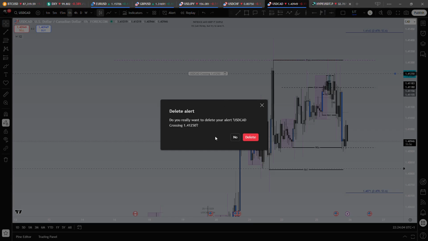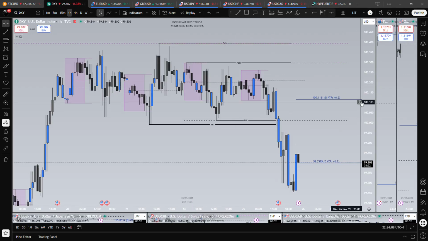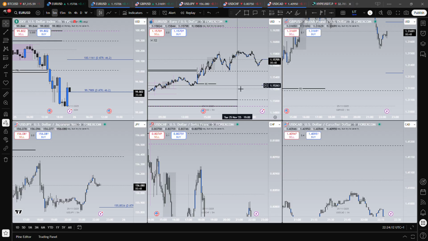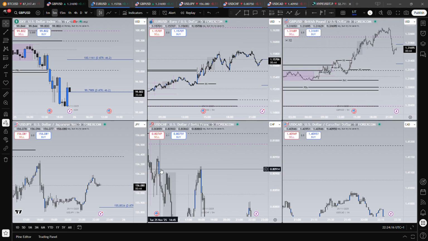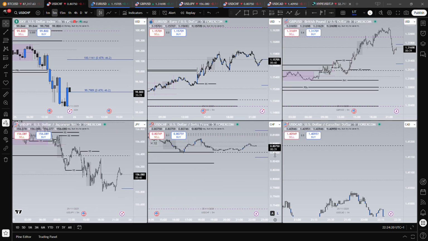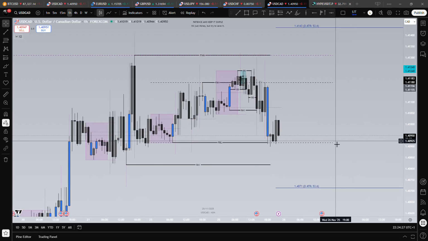And finally, USD CAD. I remember I had some other trade maybe on some other pair. Let me see. Yeah, not here. Not here. Yeah, maybe USD CAD only.